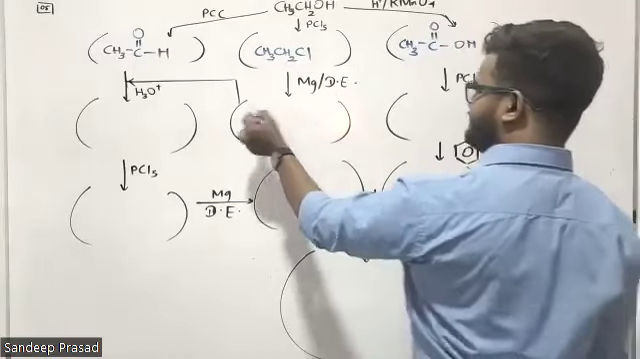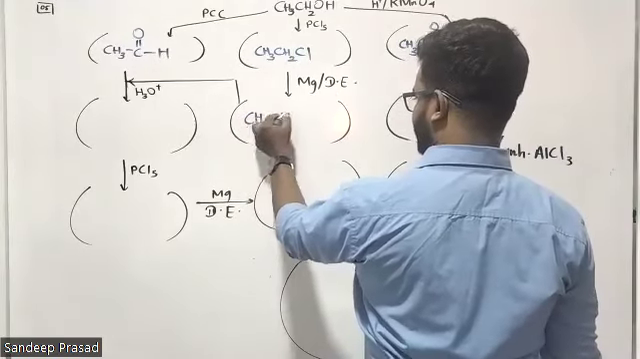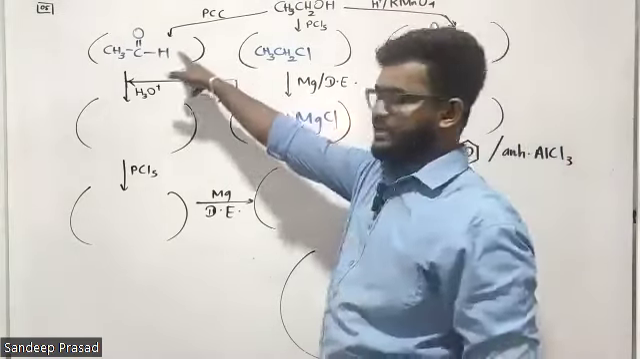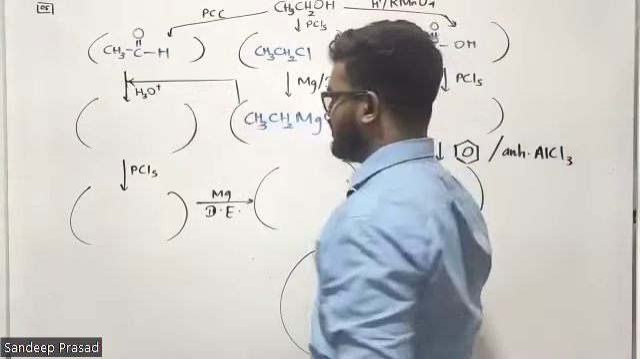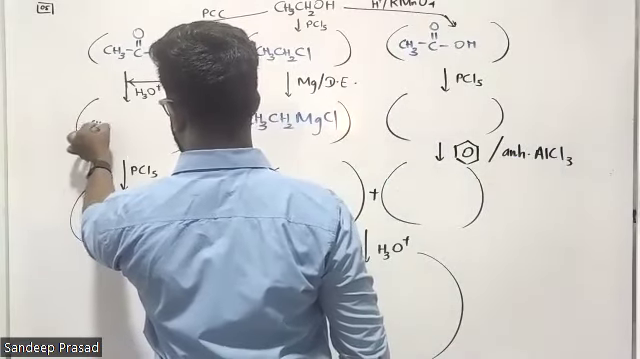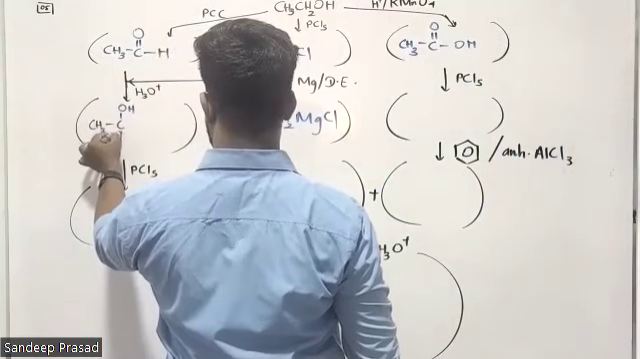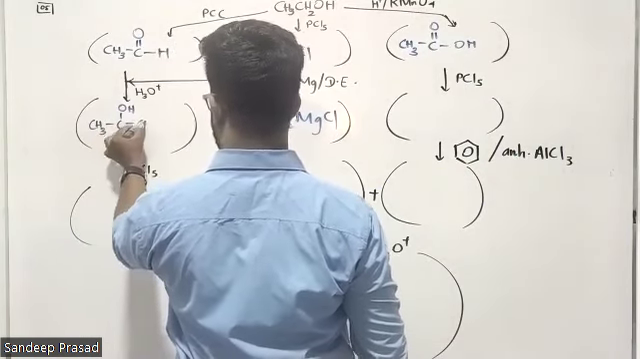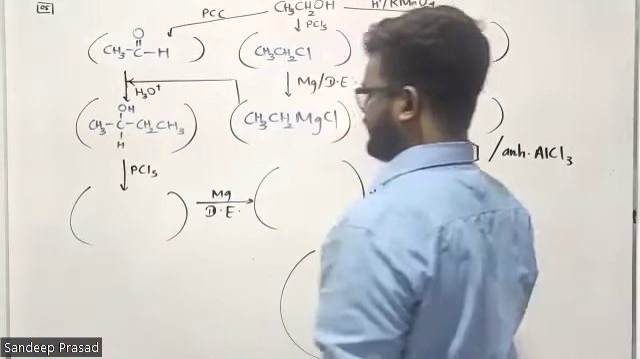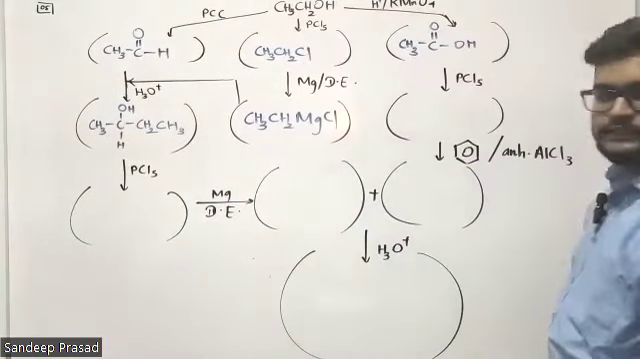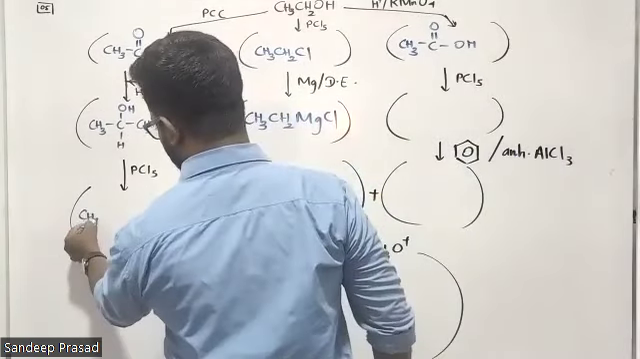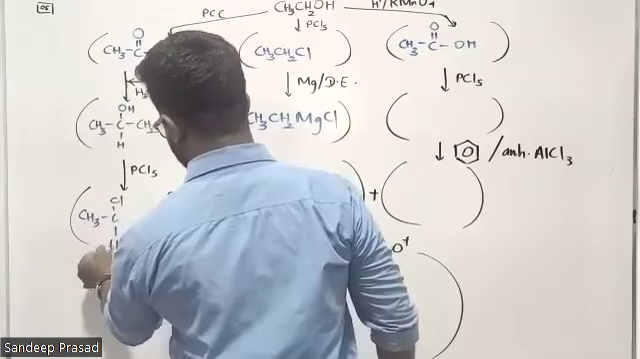We are adding magnesium in diethyl ether to produce Grignard reagent CH3CH2MgCl. That Grignard reagent is added to this aldehyde, and H3O plus is also added. Then we can obtain an alcohol like this. They have increased the number of carbon atoms in this way. Then we have 2-butanol in this way. Okay. PCl5 is added, then it is converted into alkyl halide.